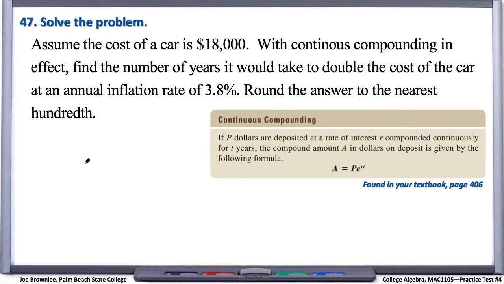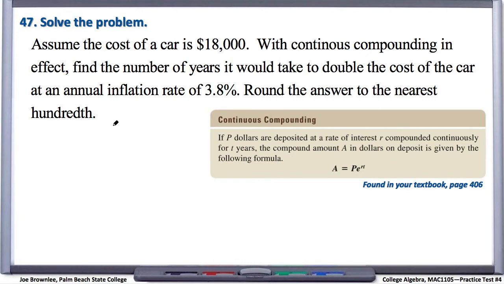Number 47, solve the problem, and we're told to assume the cost of a car is $18,000. With continuous compounding in effect, find the number of years it would take to double the cost of the car at an annual inflation rate of 3.8%. Round the answer to the nearest hundredth.